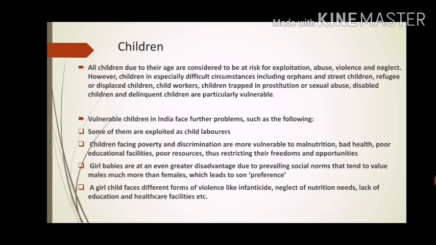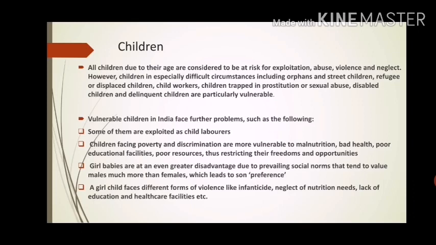Thus these vulnerable children in India face various problems. Some of them are exploited as child laborers. Then children facing poverty and discrimination are more vulnerable to malnutrition. This is the side effect of poverty: bad health, poor educational facilities, poor resources, thus restricting their freedoms and opportunities.